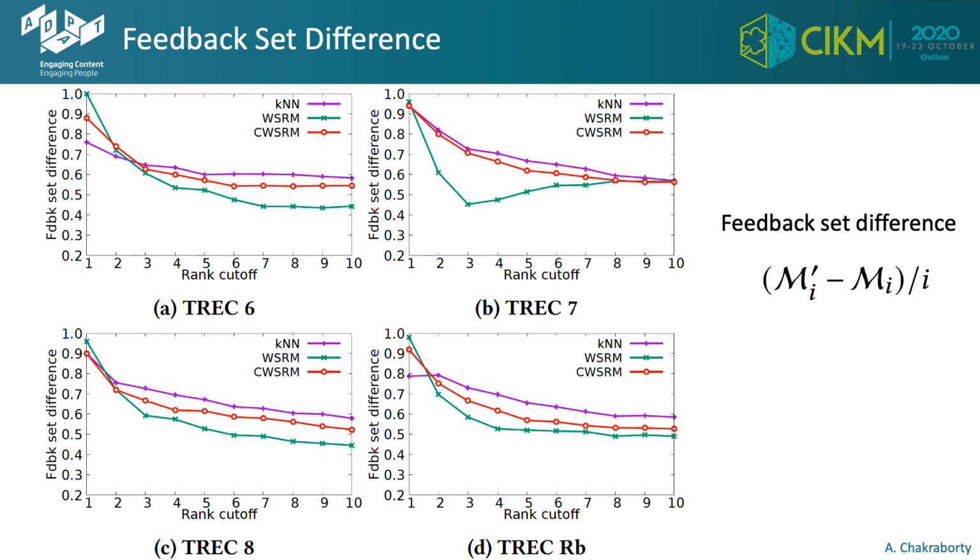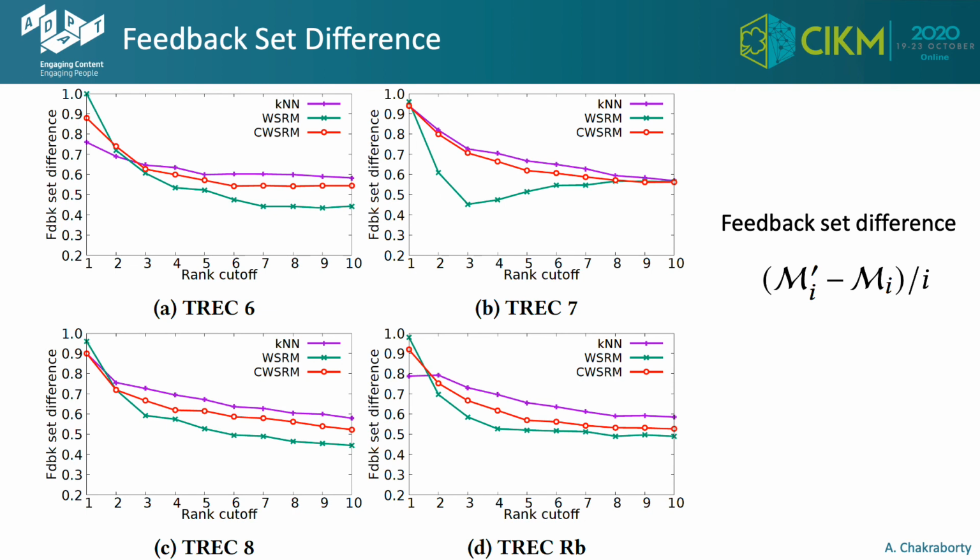An interesting question is to investigate how many new yet effective documents on an average a document selection strategy is able to bring within the top m-ranks, which eventually leads to the improvements in retrieval effectiveness. This figure shows the differences between the two sets, top m and top m-, as obtained by the three feedback document selection methods, namely KNN, WSRM, and CWSRM. These differences are measured at a number of different rank cutoff points.